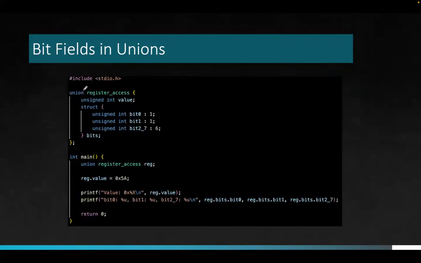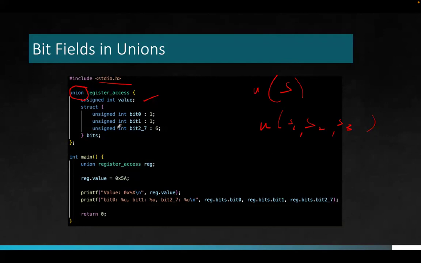One such example: stdio.h. Union is the keyword for the data type. Now, register access is the union name. In that, I have an unsigned int value, one member of the union. A union can have varied data types, and it can also handle structures. This is like a union of structures. You can have a union of structure 1, structure 2, structure 3 also. This is one classic example, that's why I've taken it.